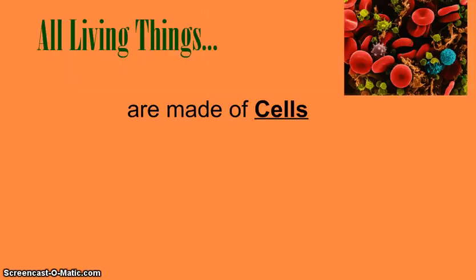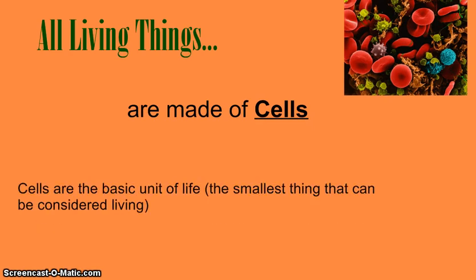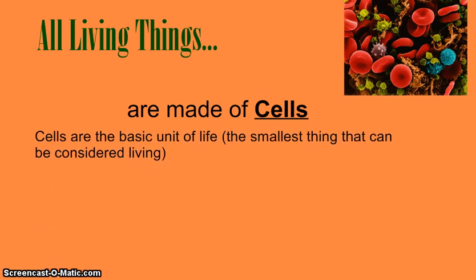So the first of the characteristics of living things: all living things are made up of cells. So that'll be your first circle that we're working on. Cells are the basic unit of life. It's the smallest thing that could actually be considered living. So that's why we start there. If they don't have cells, then they cannot be considered living.